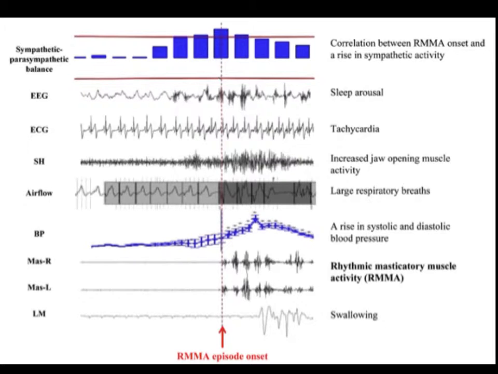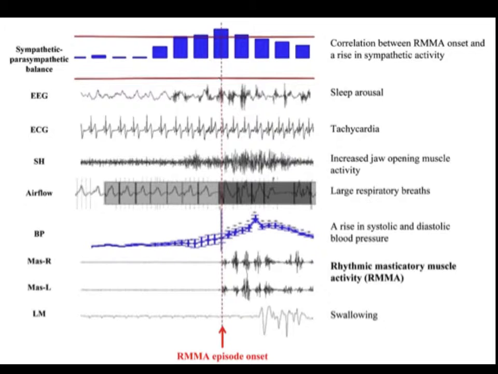You also notice the line below that's tachycardia. The heart rate increases because of the sympathetic nervous system, the release of epinephrine, norepinephrine. Below that, you'll see the increased jaw opening muscle activity. Those are the suprahyoids, infrahyoids, and you'll notice that they occur somewhat before the crescendo of the autonomic nervous system. You'll notice the blood pressure ramps up later on. It doesn't come first; it comes later, after essentially the event is passed.